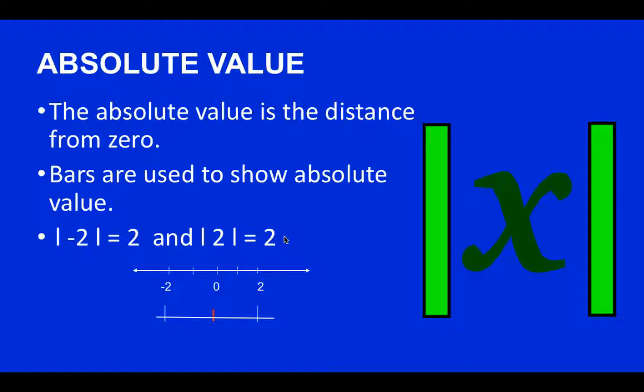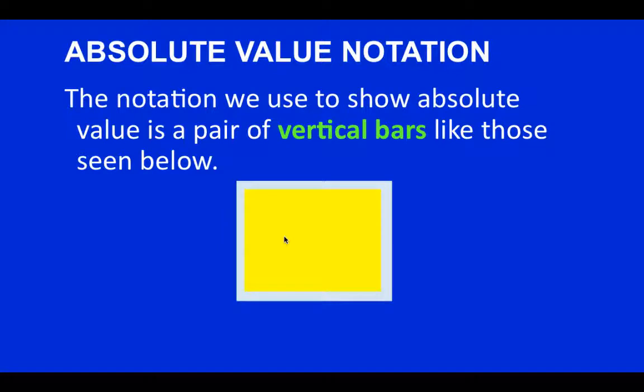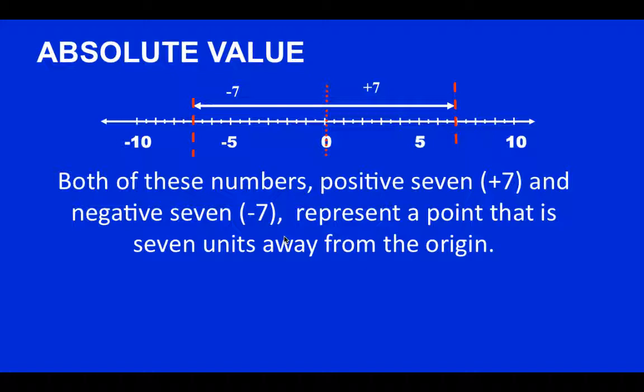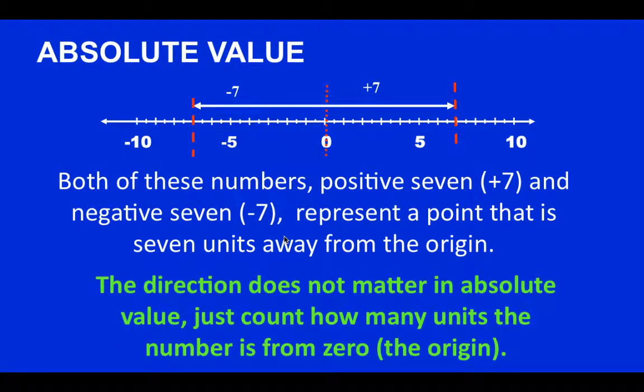The absolute value of -2 is 2, and the absolute value of 2 is also 2, because that's how many units they are from 0. The notation we use to show absolute value is a pair of vertical bars like those seen below. Both of these numbers, +7 and -7, represent a point that is 7 units away from the origin. The direction does not matter in absolute value. Just count how many units the number is from 0.